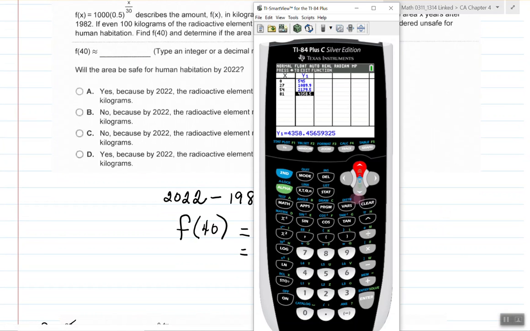All right, clearing that out. F of 40 is, I have 1,000, open parentheses, 0.5, close, raised to the x, which is 40, divided by 30. And I get, wants it to the nearest tenth, 396.9.